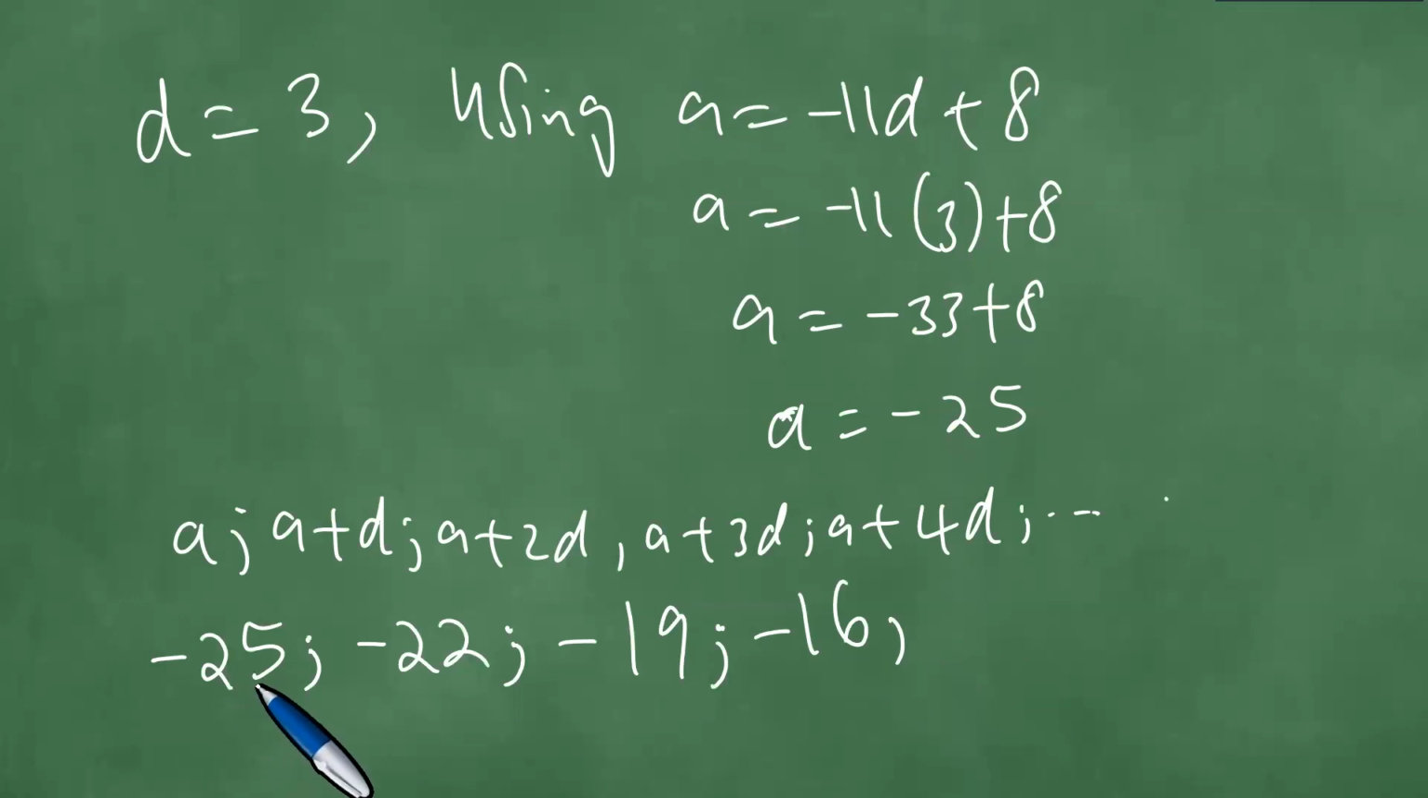If you look at the magnitudes, there's a decrease by 3. You subtract 3, subtract 3, subtract 3. For the 4th term, that's 4d, 4 times 3 is 12. What is minus 25 plus 12? Minus 13. So that is the answer.